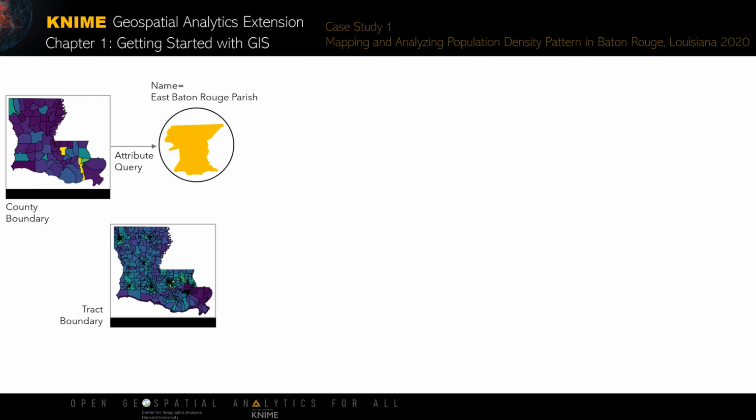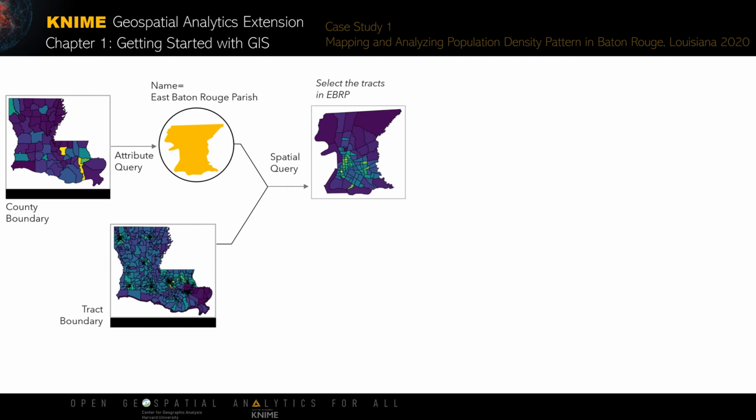Then read the Louisiana tract map with population information. Use the boundary of East Baton Rouge Parish to extract the census tract units from the tract map. Then, apply projection and geometry calculations to get the area information to calculate population density.